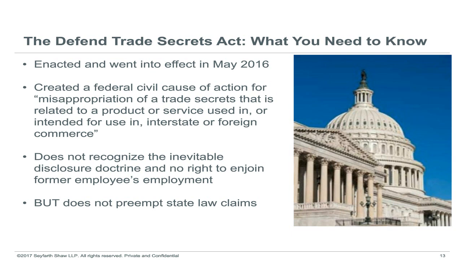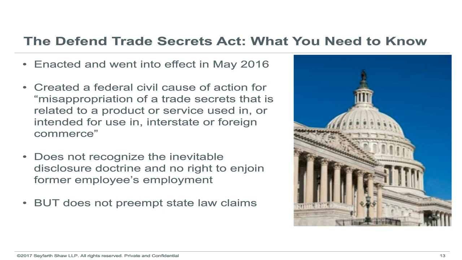So it went in place May of 2016. So if you're a trade secret owner, as of May of 2016, you now have the right to be in federal court to sue if your trade secrets are misappropriated. And you'll see it created a federal civil cause of action.